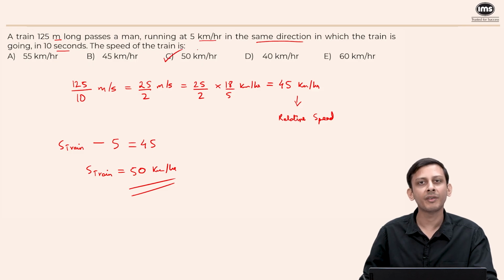We could have also thought of it this way, that relative speed in the same direction gives us how much faster is the faster object. So if we have 45 kilometer per hour relative speed, that means the train is 45 kilometer per hour faster than the man. So if the man is 5, train will be 5 plus 45, which is 50 kilometers per hour.